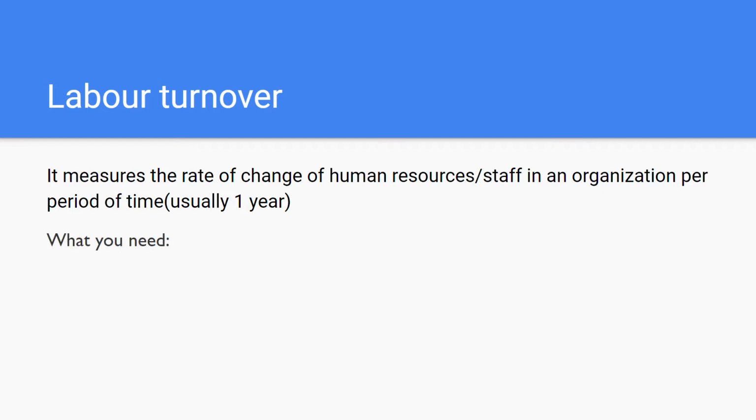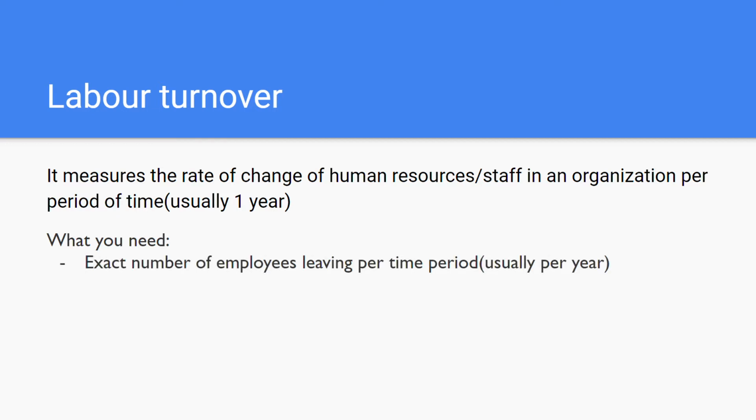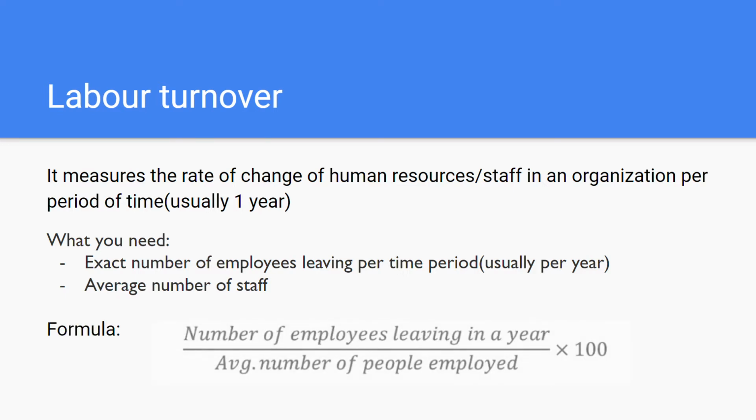So what you will need for the labor turnover are two things: the exact number of employees leaving per time period or per year, and the average number of staff in the same business. The formula for this is the number of employees leaving in a year divided by the average number of staff employed, and then times 100 to bring it up to a percentage number. It's important to keep in mind that you will have to memorize this formula because it is not in the formula booklet of the IB.